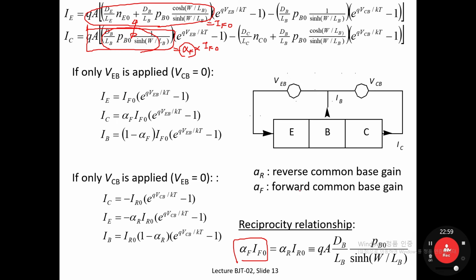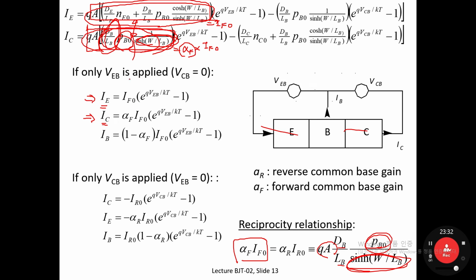So this whole term, QA times dB over LB, and PB naught here, and W minus LB, okay? And IF naught is defined as this. All right, so now we are done looking for IE and IC when VEB is non-zero, but VCB is 0.